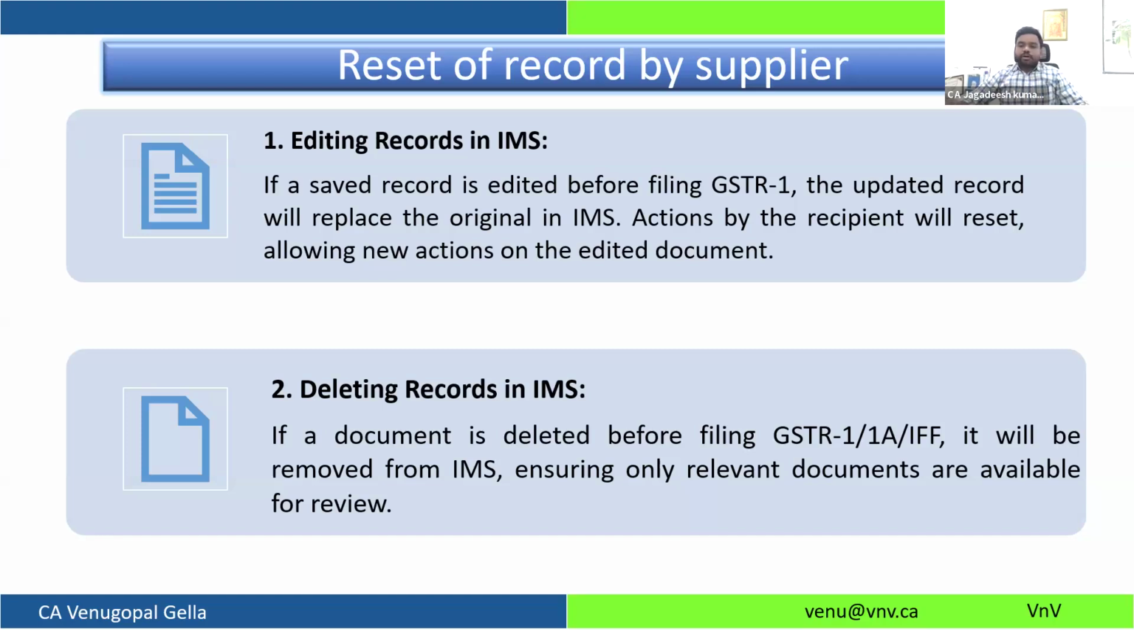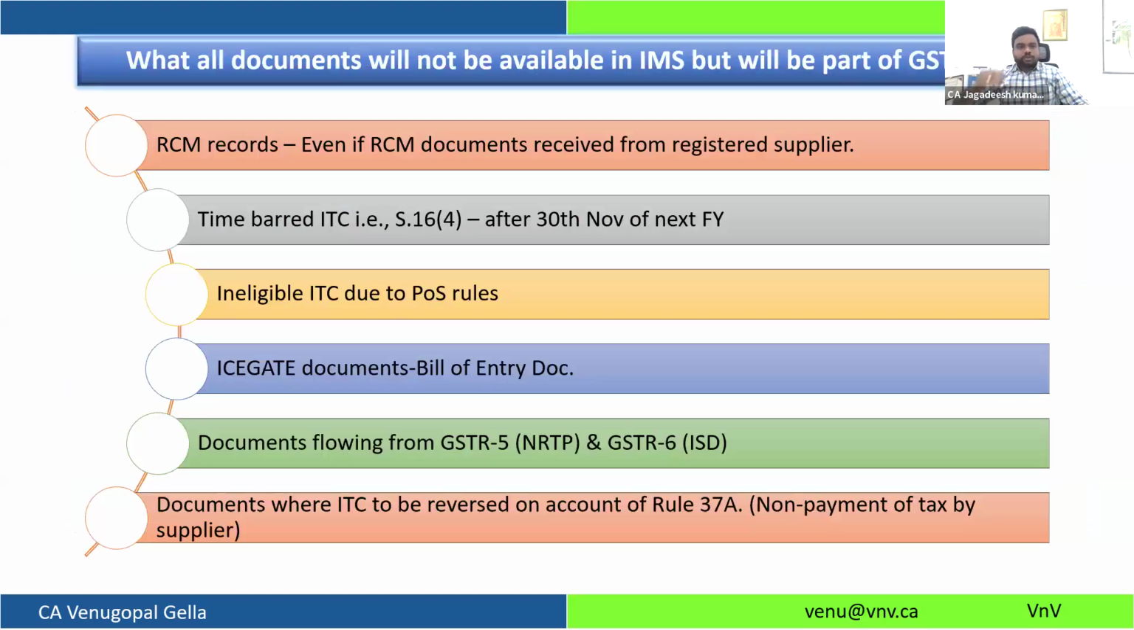If my supplier uploaded on the 10th and on the same day I accepted it, but he has deleted that record, then that record will move out of my IMS. Now, documents that will not be available in IMS but will be part of my 2B: this we have already discussed, but again, for better clarity, we'll discuss it once again. All the RCM records: if my supplier has uploaded an invoice by marking it as RCM, it will not form part of my IMS, but will be part of my GSTR-2B.